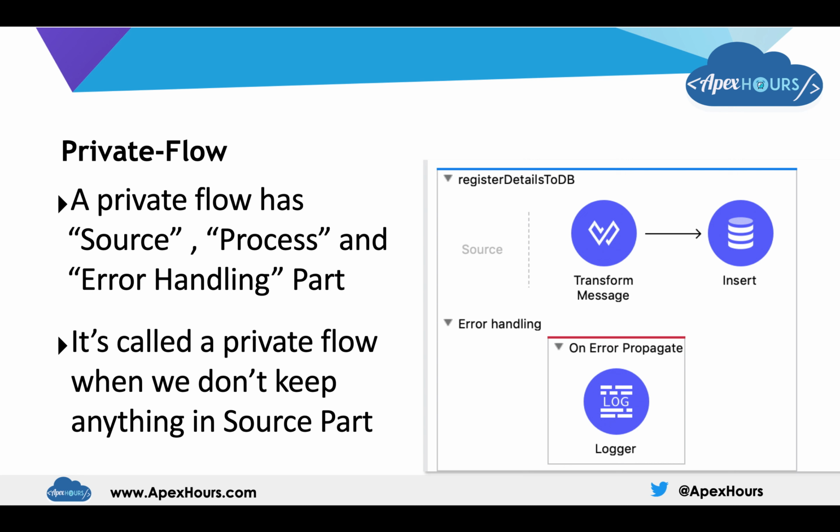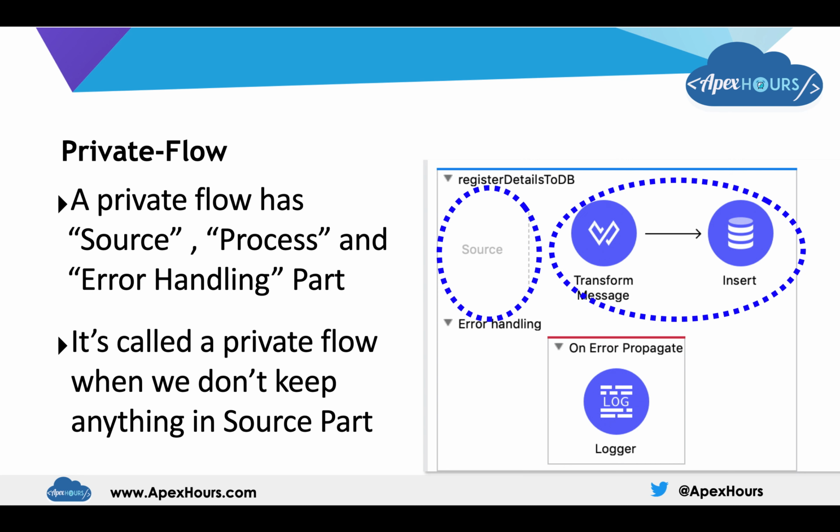The rest of the part is common. The source is empty, but in the process phase you can keep as many connectors as you want, and as usual we have the error handling part. So if someone asks you what is the difference between a flow and a private flow, you can say both have these three phases: source, process and error handling. The only difference is that in a private flow we won't keep anything in the source part.